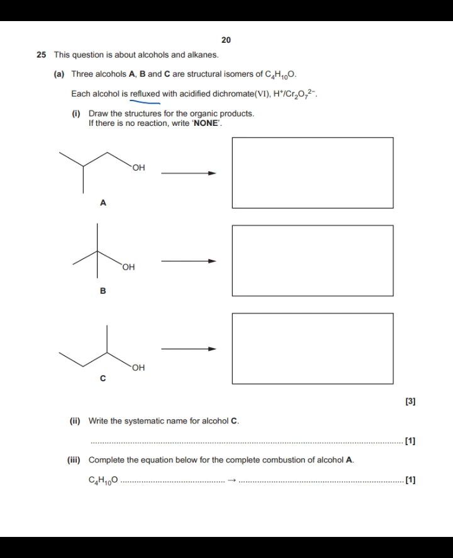So first of all, let's determine whether we've got primary, secondary, or tertiary. So the first one is primary, because the carbon that's attached to the OH is only attached to 1 other carbon. This one, B, this is a tertiary, because this carbon here, which is attached to the OH, is attached to 1, 2, 3. So this is going to be a tertiary. And then this one here, this OH, is attached to this carbon, which is attached to 1, 2. So this one is going to be a secondary.